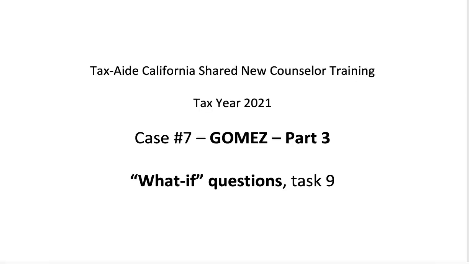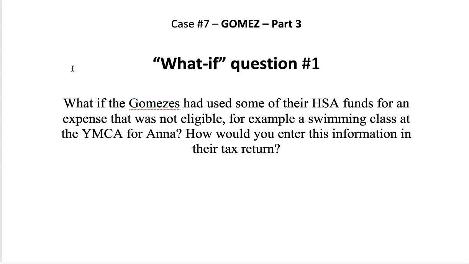Finally, let's turn to the what if questions. So, what if the Gomezes had taken some money out of their HSA account and used it to reimburse themselves for an expense that wasn't a qualifying expense, for example, swimming classes? How would this be entered into TaxLawyer? Well, it's pretty straightforward. You're going to enter the amount that was withdrawn. That isn't affected by whether or not the money was used for qualifying expenses. And then in the entry for the qualifying expenses, you're just going to exclude that.